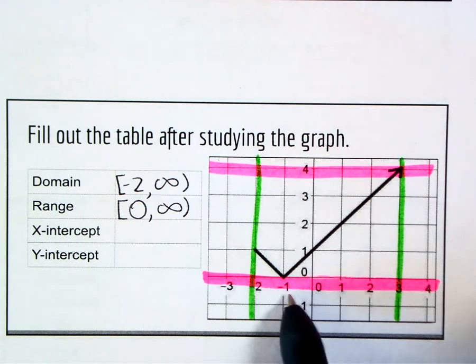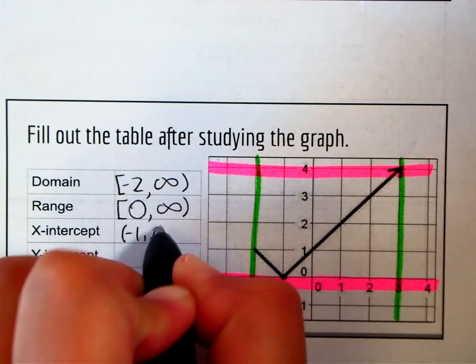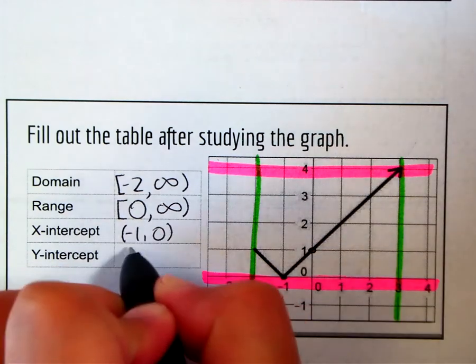This is actually a piece of an absolute value function. They'll talk a lot about those in Math 3. And we've got some x-intercepts. We've got 1 right here at -1. And we've got a y-intercept at +1.